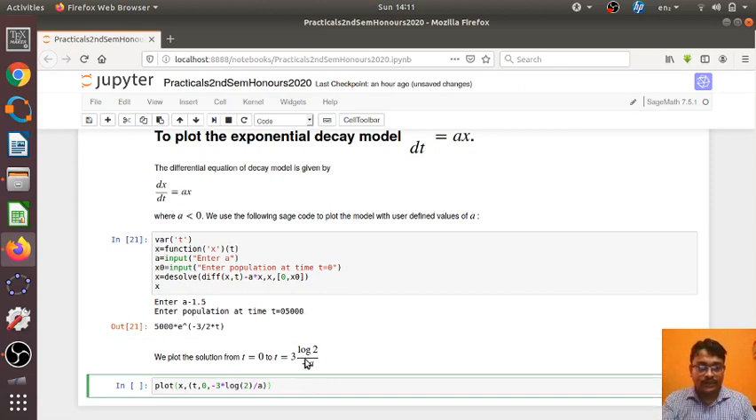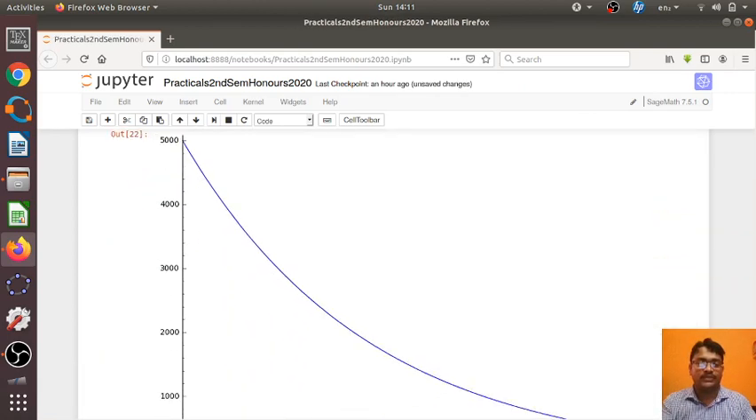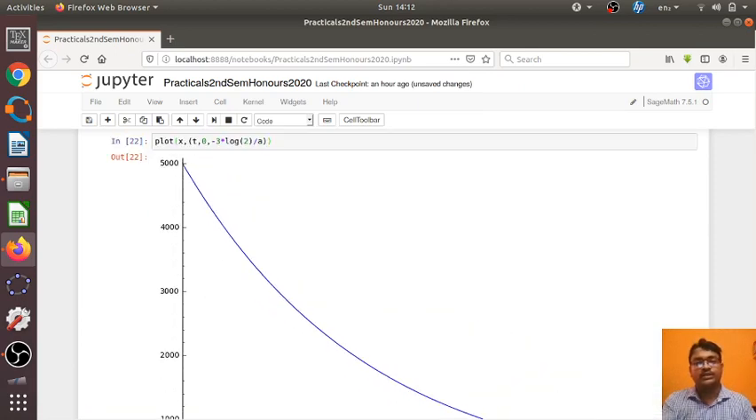Here I have kept the number log 2 by minus a. This actually represents the half-life, the time after which half of the population has already decayed. This is called the half-life. So we are plotting the curve from t equal to 0 to t equal to 3 times the half-life. Here you will get the curve of the decay model.